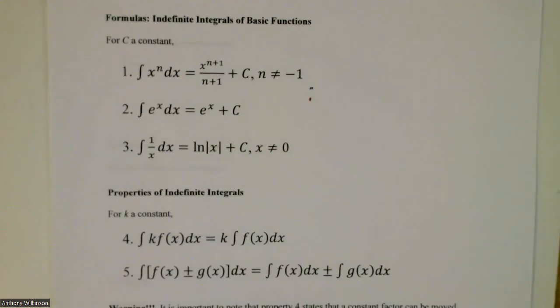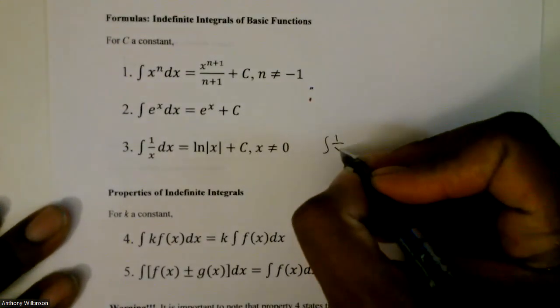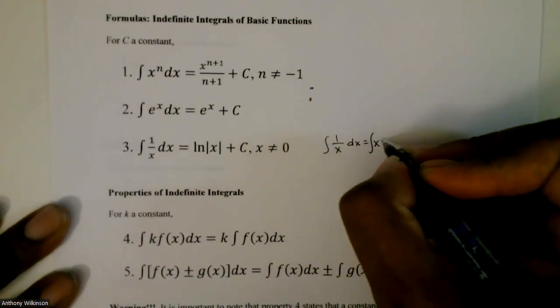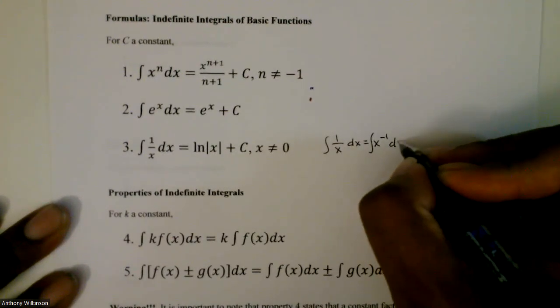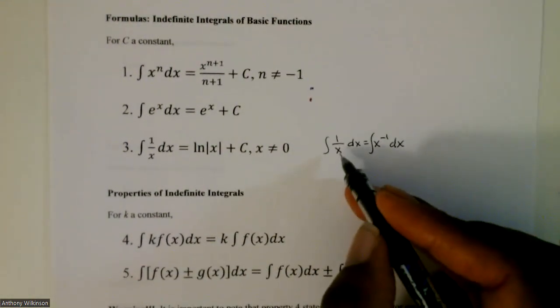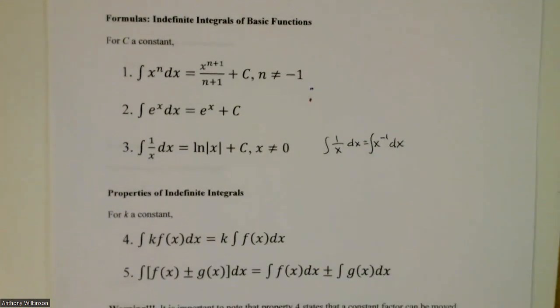Now, number 3 is why n can't be equal to -1. Because notice the integral of 1 over x dx is the same as the integral of x to the -1 dx. Here I'll pull the x out of the denominator. It was a positive 1. When I take it out of the denominator, it'll be -1. So it'll be the integral of x to the -1 dx.